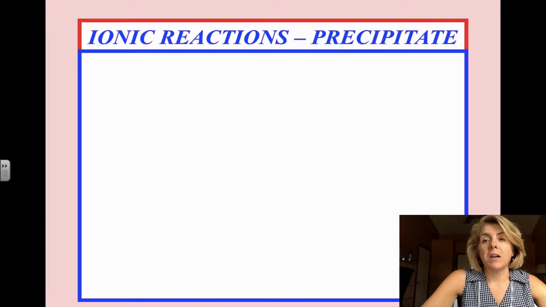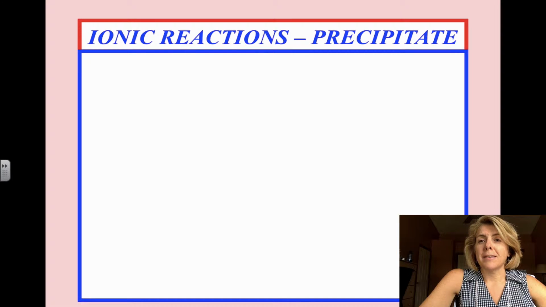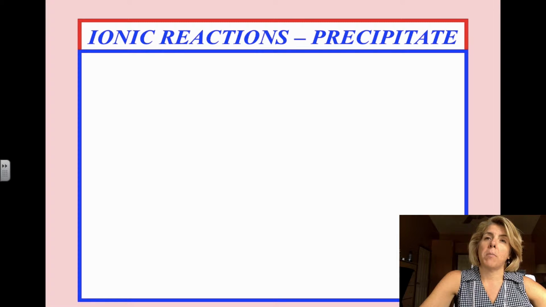This is part 3 of chemical reactions. So for the first video, we looked at how to write a chemical equation and how to balance it. The second one, we looked at how to identify the types of chemical equations. In this third segment of the chapter, we want to talk about ionic reactions and how we have formation of a precipitate.